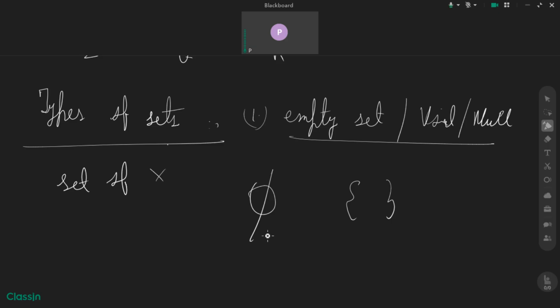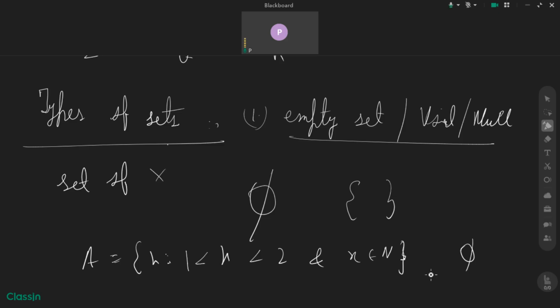Let us take another example. Let us say I have a set A equal to the set of all x such that x is greater than 1, less than 2, and x belongs to natural numbers. Now I have to tell what elements x has. Since x is greater than 1, less than 2, and x is a natural number, we know that between 1 and 2 there is no natural number. So we'll say that this is a phi set. Similarly, we can take many examples.